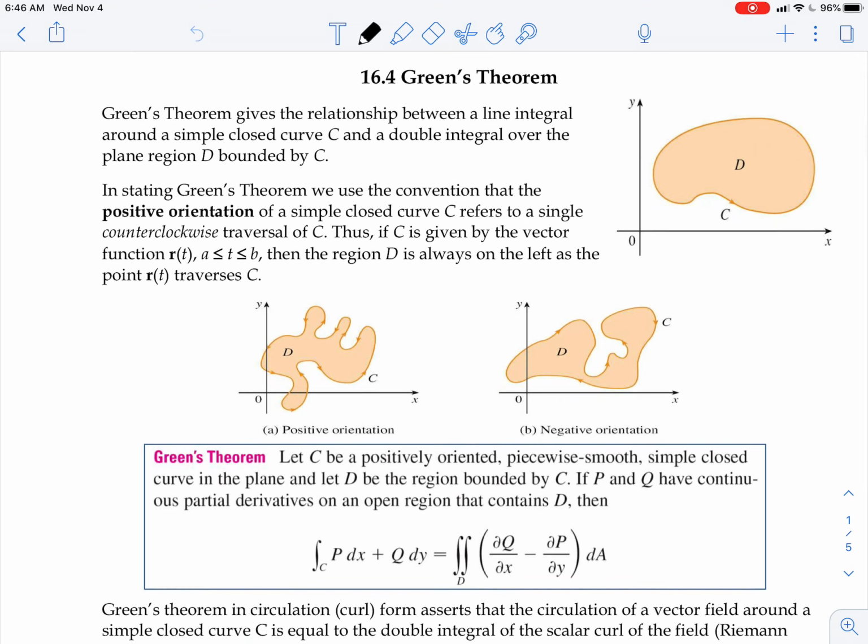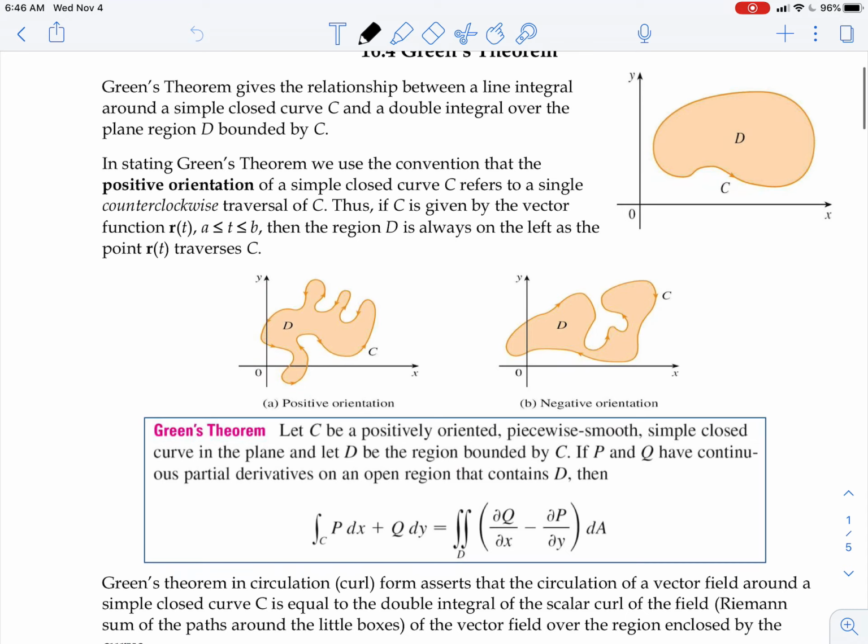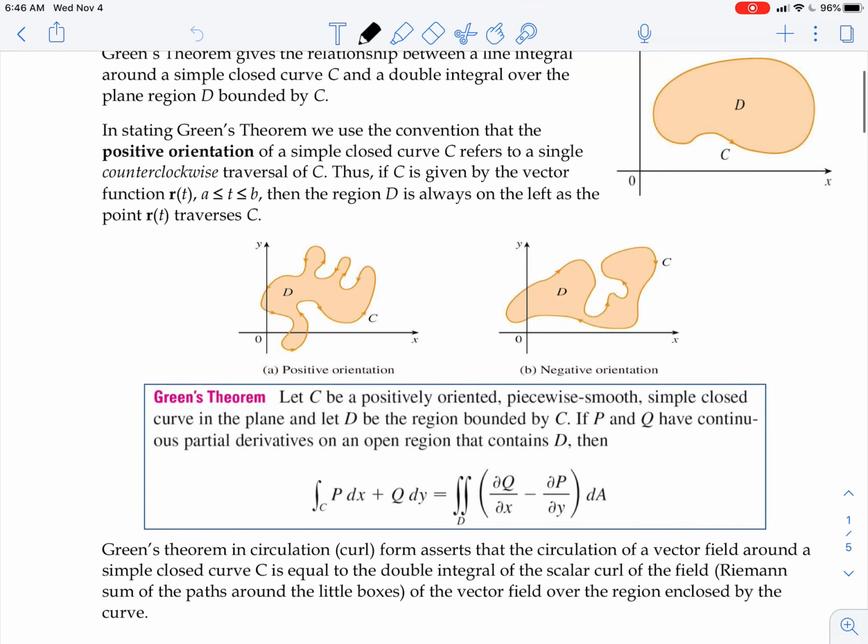In stating Green's theorem, we use the convention that the positive orientation of a simple closed curve C refers to a single counterclockwise traversal of C. Thus, if C is given by the vector function r of t, a less than or equal to t less than or equal to b, then the region D is always on the left as the point r of t traverses C. So here you have two examples, one with the positive orientation where it's going counterclockwise, and then you have one with a negative orientation where it's going clockwise.